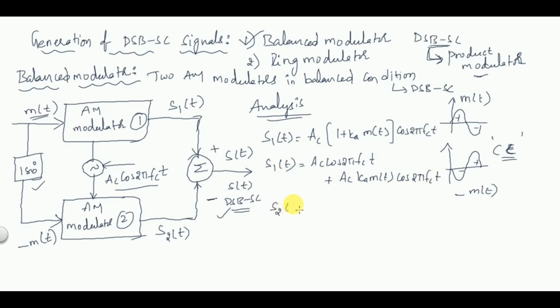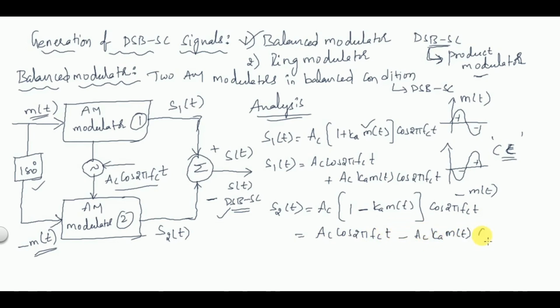Now for s2(t), the second input is minus m(t). In the place of m(t), we have to substitute minus m(t). So it will be Ac into 1 plus Ka into minus m(t), which I can write as 1 minus Ka m(t), into cos 2 pi fc t. So this is Ac cos 2 pi fc t minus Ac Ka m(t) cos 2 pi fc t. This will be s2(t).